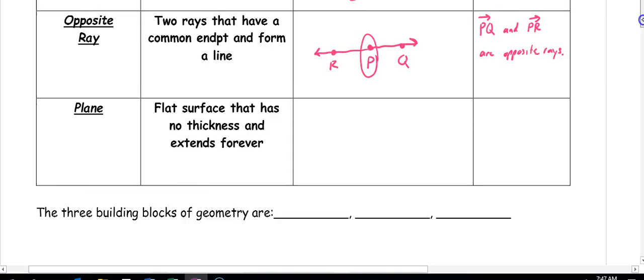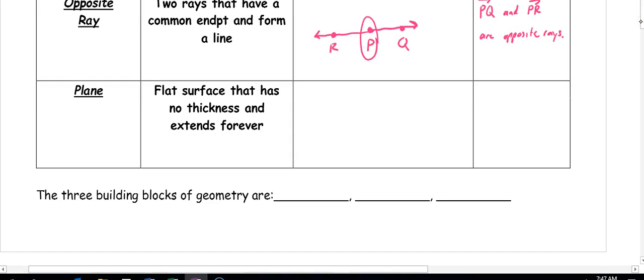The last one then is a plane. A plane is a flat surface that has no thickness and extends forever. When we draw a plane, we usually draw it looking like a box. So think about like the floor of your house or the floor of the classroom. That would be a plane.